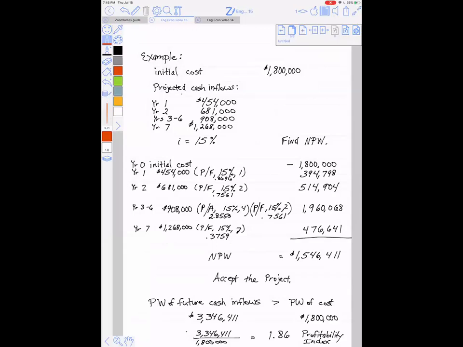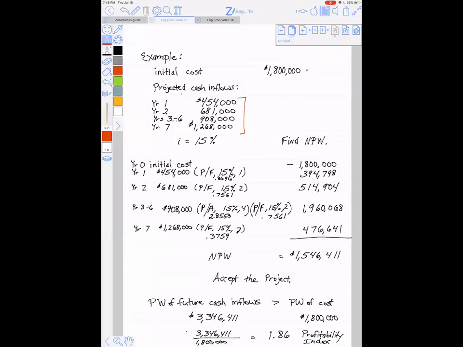New numbers now. Initial cost is 1.8 million. Projected cash flows, year 1 is 454,000. Year 2 is 681,000. Years 3, 4, 5, and 6 are 908,000 each year.